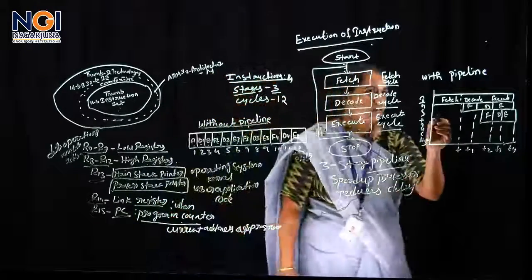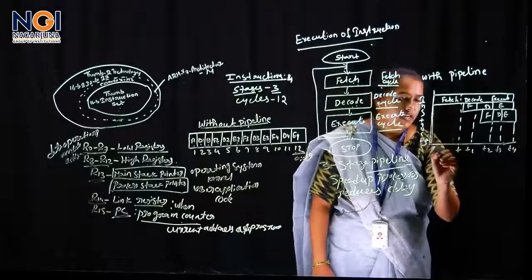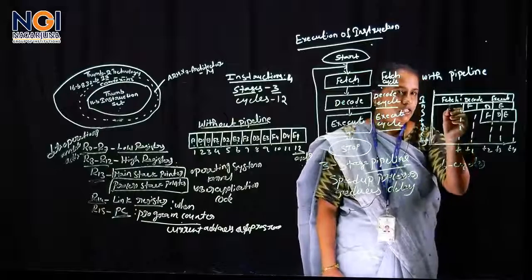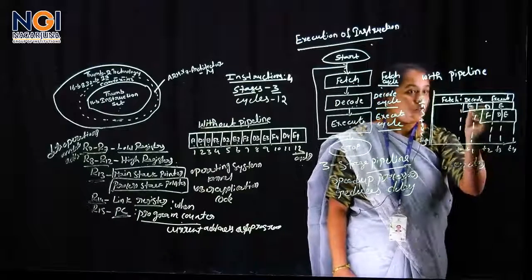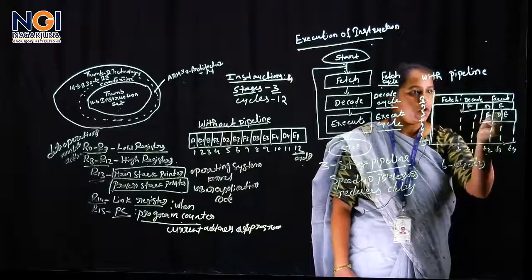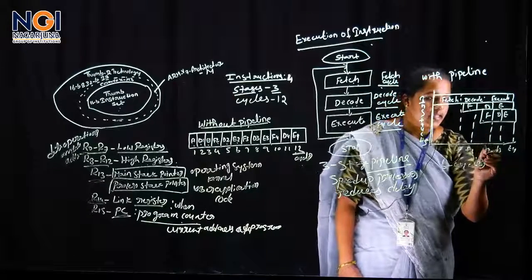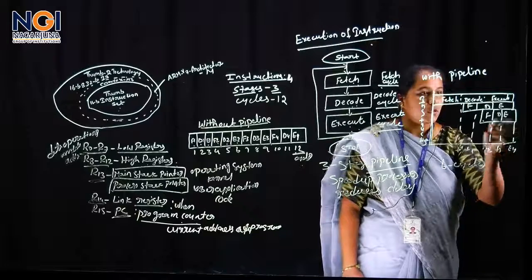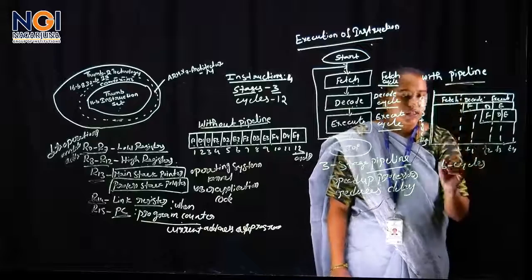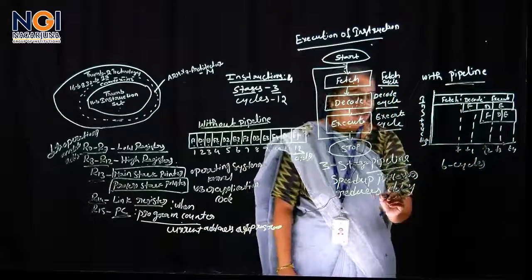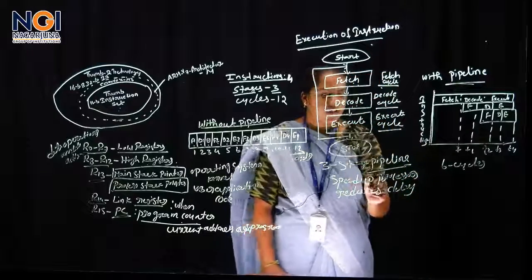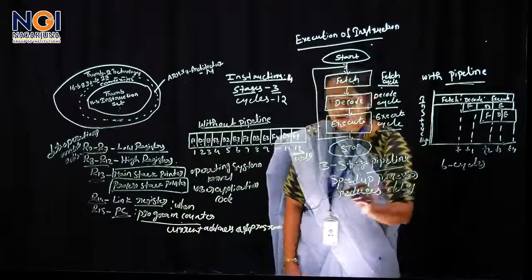With pipeline, we require only 6 cycles. In the first cycle, we are fetching. In the second cycle, we are fetching as well as decoding. In the third cycle, we are fetching, decoding and executing. After the second cycle, in all the cycles we execute an instruction, as the 3 stages happen in the pipelining. With this we can reduce the delay time and speed up the processor. So pipelining is very important in the ARM processor.